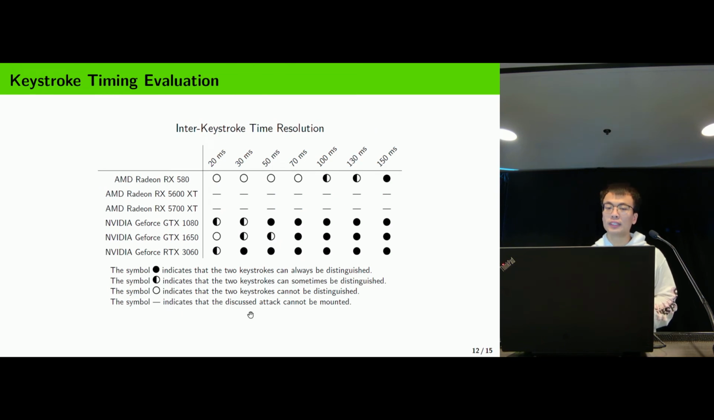So we evaluated such keystroke timing attacks on different GPUs. It turns out that AMD GPUs are less vulnerable in this case. RX 580 is the only GPU that can leak keystroke information for AMD products, and the time resolution is worse compared to the NVIDIA GPUs. On the contrary, all NVIDIA GPUs can leak very detailed information about the keystrokes, which means this can be implemented to recover keystrokes with very short intervals in between.